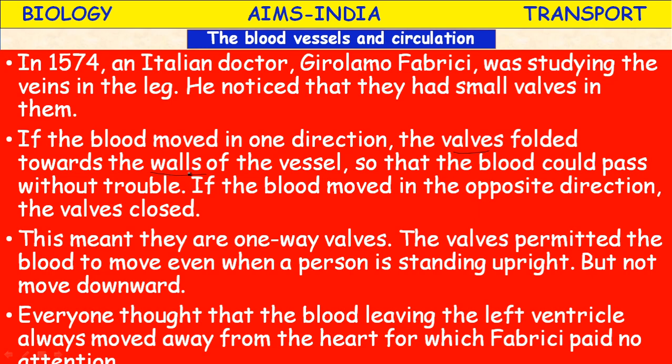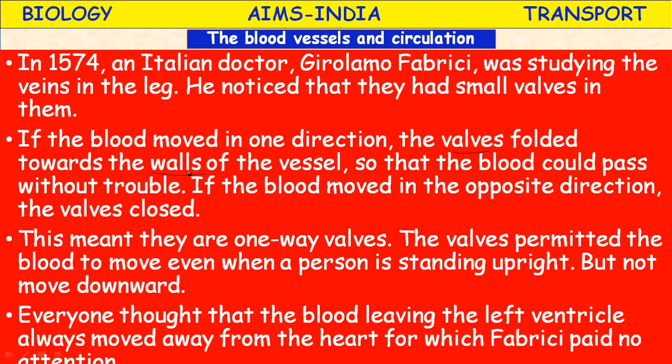Okay, so he noticed that. Who noticed? Fabrici, in 1574. He noticed that they had small valves in the veins. If the blood moved in one direction, the valves folded towards the walls of the vessel, so that the blood could pass without trouble. If the blood moved in the opposite direction, what happened? The valves will close and regulate the flow in only one direction.